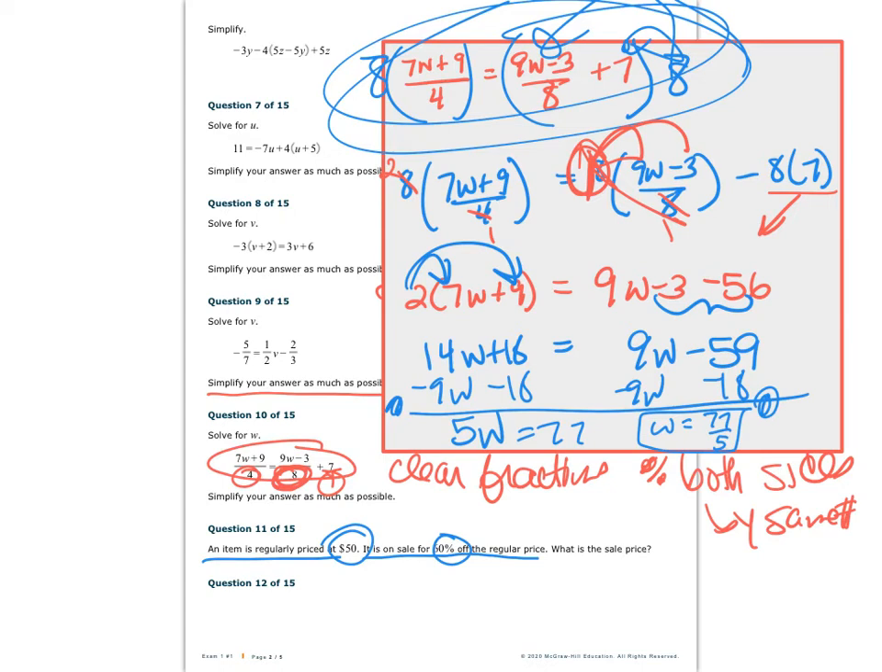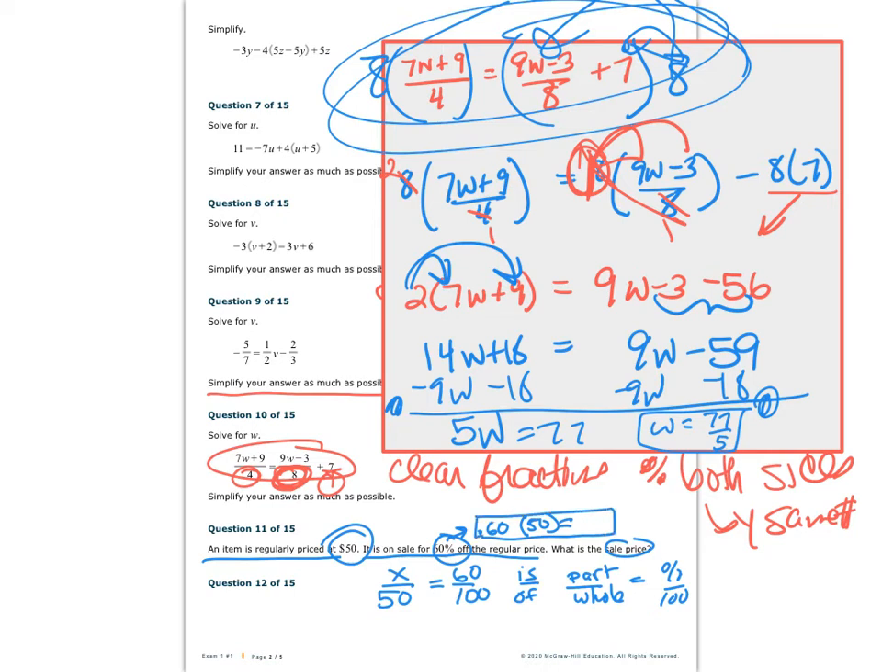So 60%, you could do this as the is over of, or the part over whole, equals the percent over 100. If you're going to do it in that route, you're going to do the 60 over 100. The part we don't know, because that's the sale price. The whole is 50. The other way to do it is just to do 0.60, which is 60%. Of means multiplication, so of 50. And that would also give you your answer.